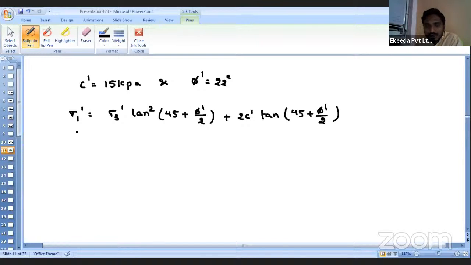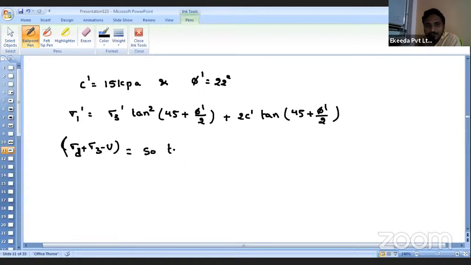So here sigma 1 dash, how can we write it down? That is nothing but sigma 1 plus sigma 3 minus u. We can write it down, isn't it? Or we can say it is sigma d. So sigma 1 I can say as the deviator stress plus confining pressure. That will be equal to sigma 3 dash. We have already found out how much it will be.